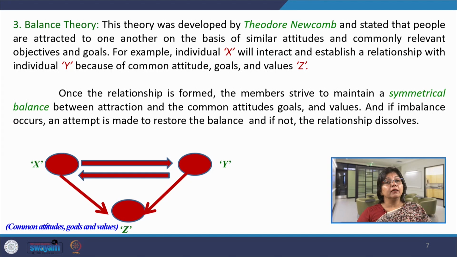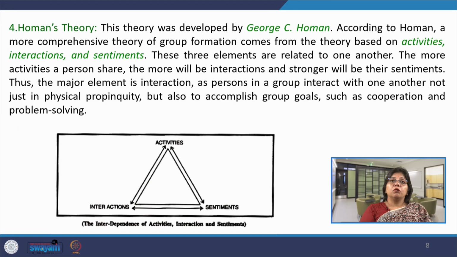And definitely, due to any reason, if imbalance occurs, then members tend to make efforts to restore that balance, because it is very difficult to leave that group or disband that group because of certain commonality, and at the same time they do not want to disband that group. So, all the members will put in all the efforts to restore that balance, that symmetry, in order to achieve the common goal. This is the reason balance theory explains commonality as a reason why people join groups.